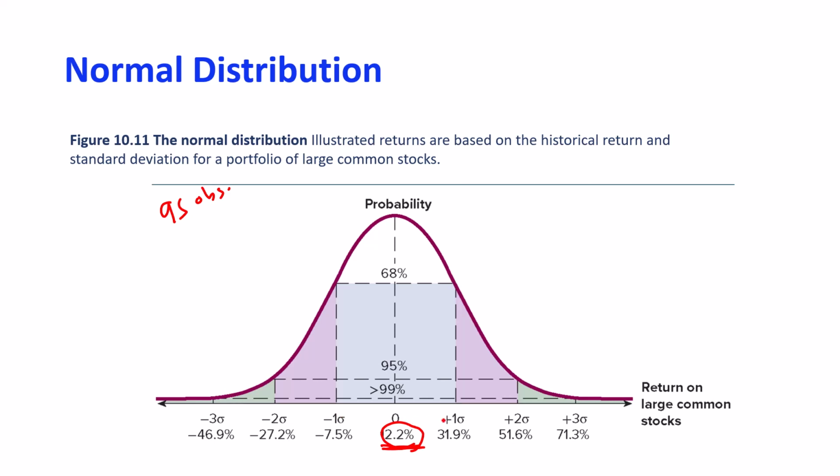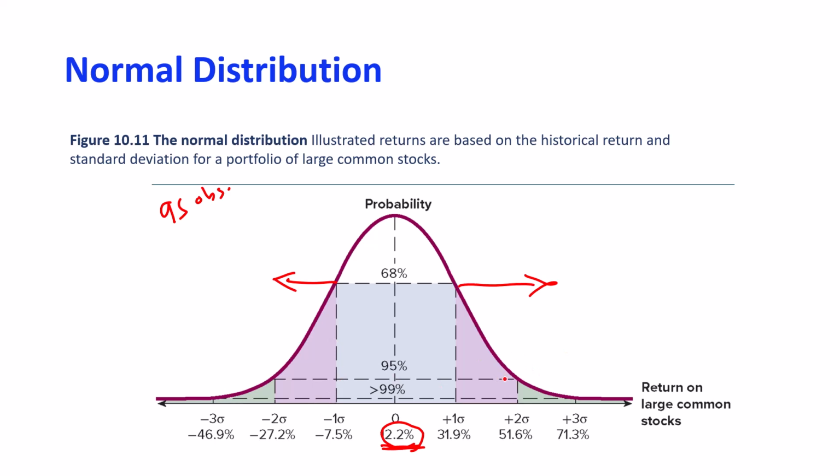With this normal distribution, the probability that you end up with a return within one standard deviation of this 12.2% is 68%. In other words, there's a 68% chance that your return will be from negative 0.75 to 31.9. So there is a 32% chance that your return would be outside this one standard deviation bracket.